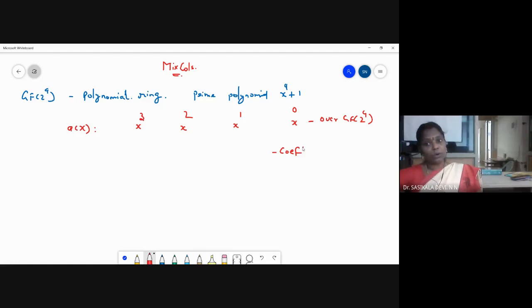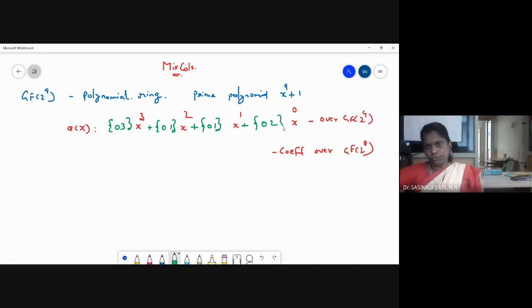Okay, all the coefficients are over GF of 2 power 8 with the standard irreducible polynomial. So the coefficients are 0, 3, added with 0, 1, added with 0, 2. I'll tell you how we got these 0, 3, 0, 1. This is based on a simple theorem. So this is the basis behind the mixed column round.